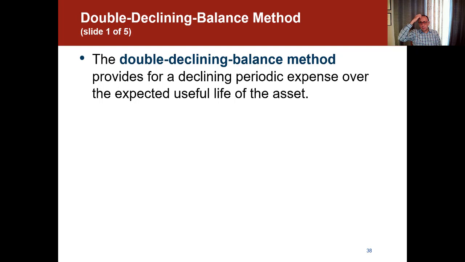The last method, which is the double declining balance method, is again one of those accelerated depreciation methods. It provides for declining periodic expense over the expected useful life of the asset. It's a little bit different. The concept is slightly different. So we have to try to forget about the other two methods, and we'll see how we're going to apply a new approach. However, the only connection with the straight line method is that we have to calculate the straight line rate before we get the double declining balance rate.